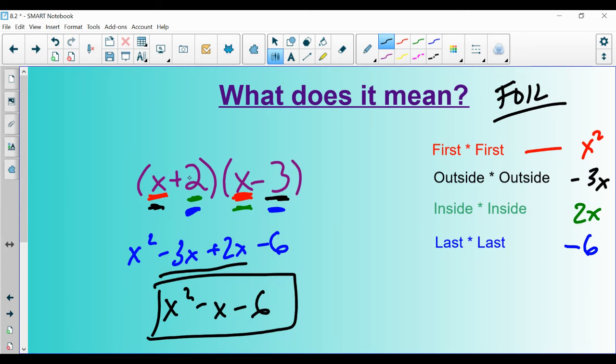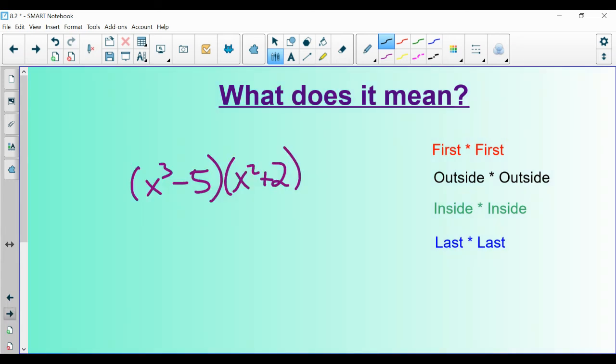So that would be successfully multiplying a binomial times a binomial by the FOIL method. They get perhaps a little bit more complicated than that, simply because it's not always just x. Here we have x cubed and we have x squared. But the process is going to be the exact same.